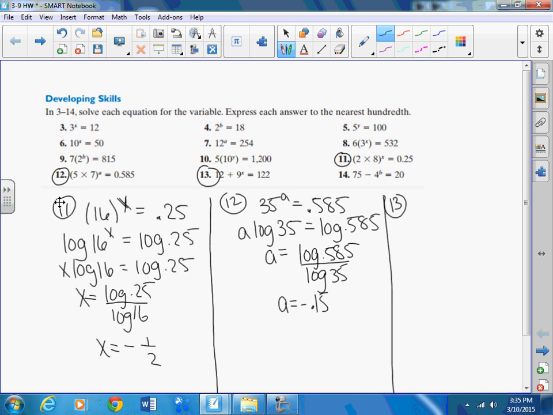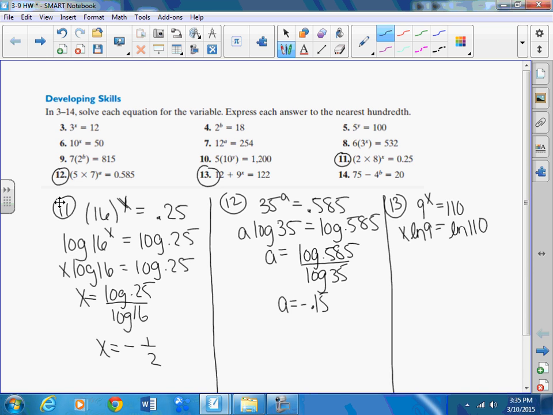And last on this page, you can combine the 12 and the 9, because one has an exponent, one doesn't, but I can subtract 12 from both sides. So when I do that, I get 9 to the x is equal to 110. And now I can go ahead and take the log of both sides. Just for fun, I'm going to use natural log. So x times the natural log of 9 will equal the natural log of 110.